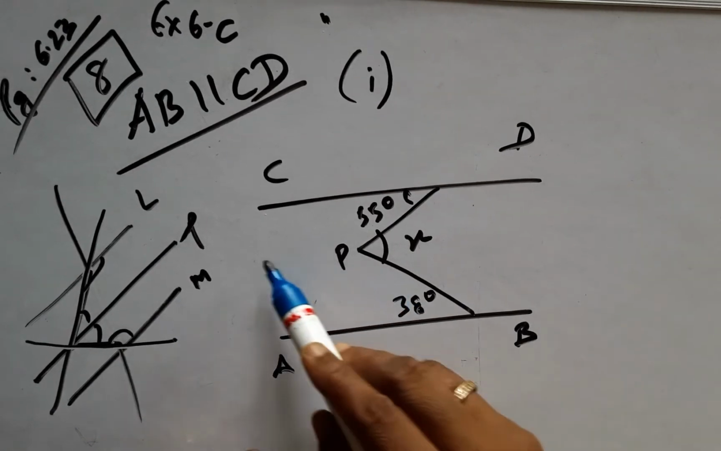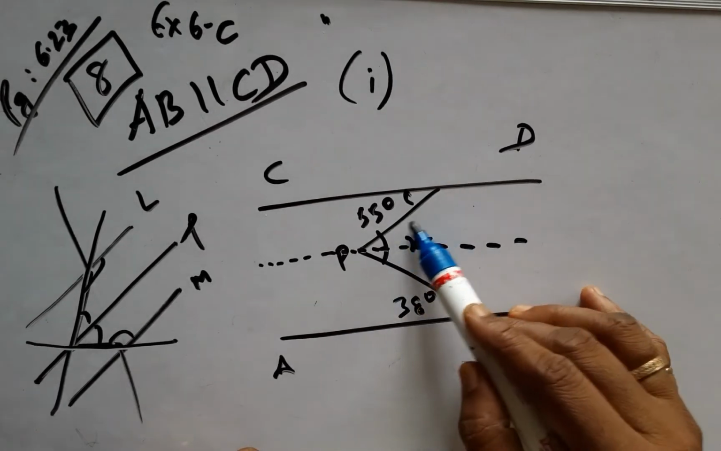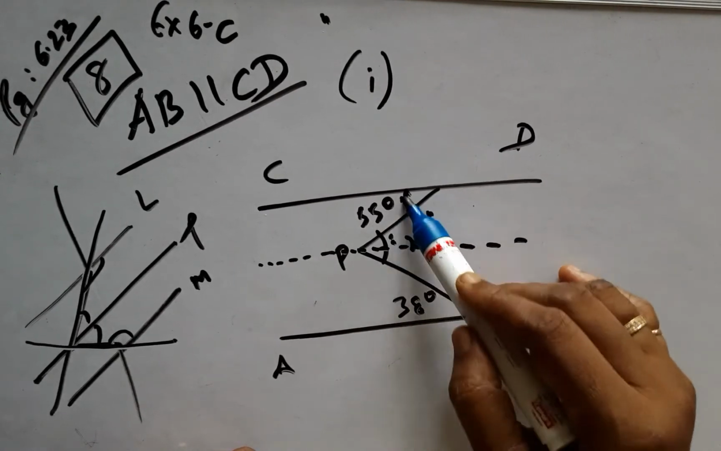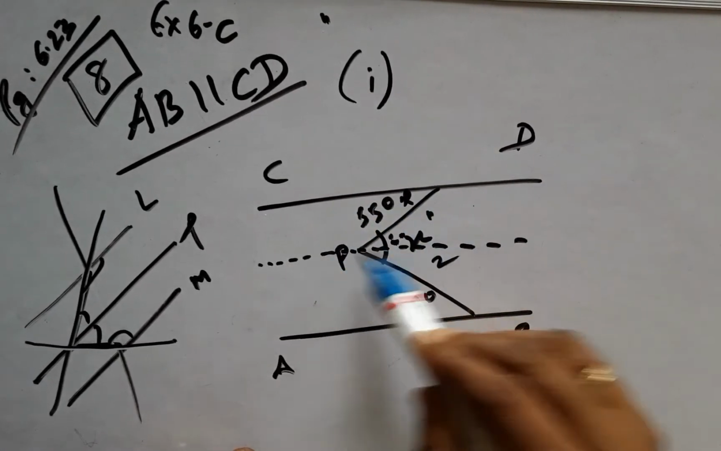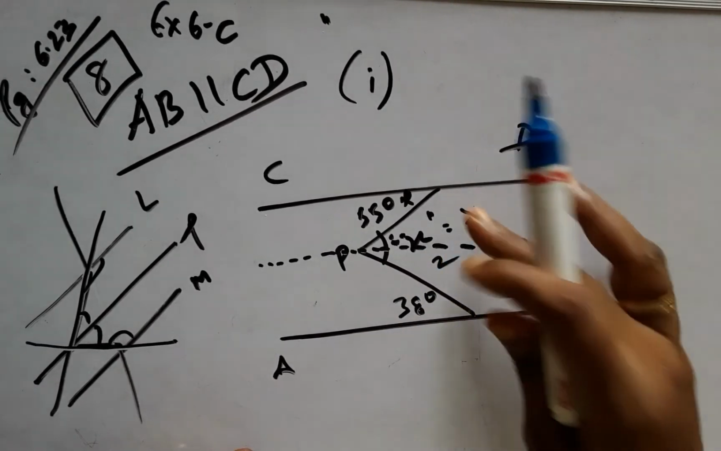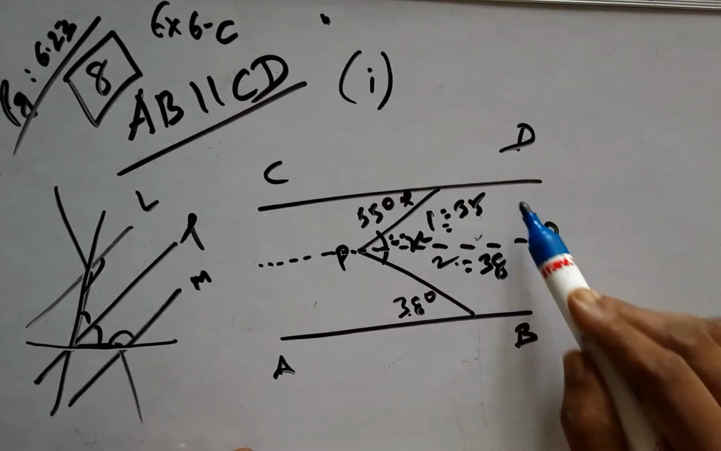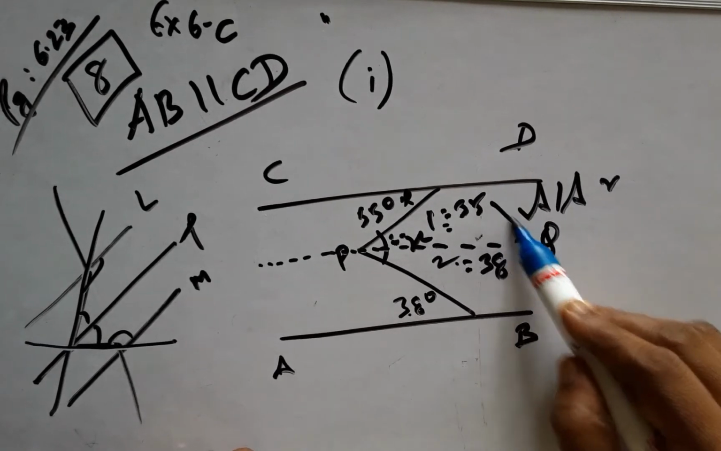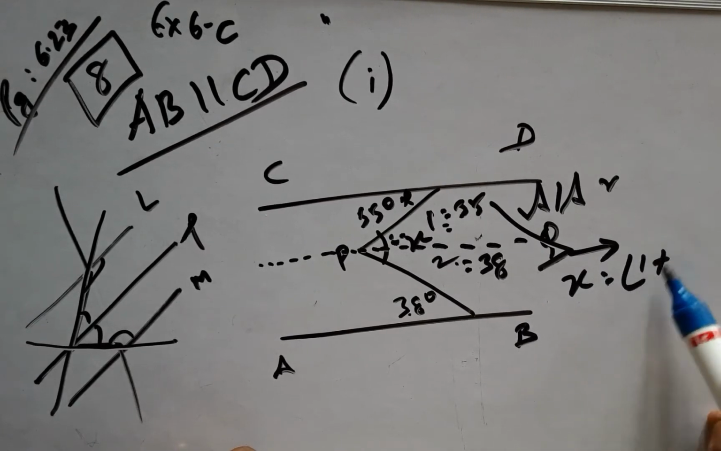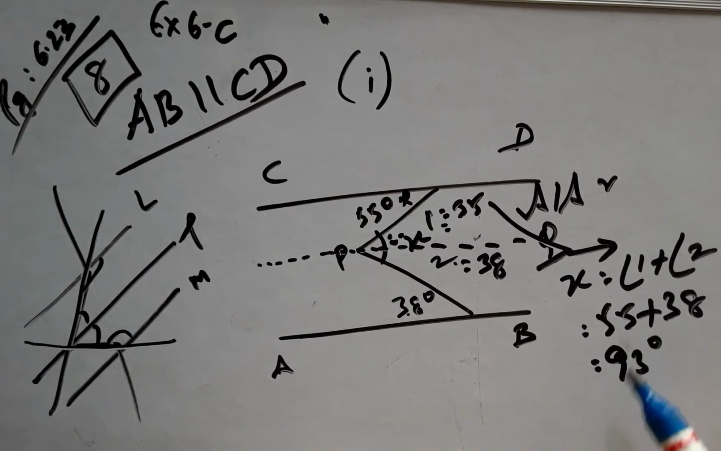So similarly I will cut through this angle and make it two parts. Now this is angle 1 and this is angle 2, and angle 1 will be 55 and angle 2 will be 38, because alternate interior angles are equal for CD parallel PQ. Now if I add these two, angle X will be angle 1 plus angle 2, which comes to 93 degrees.